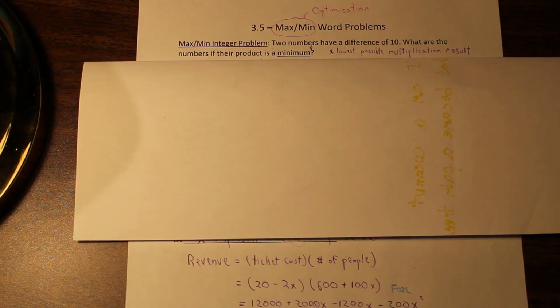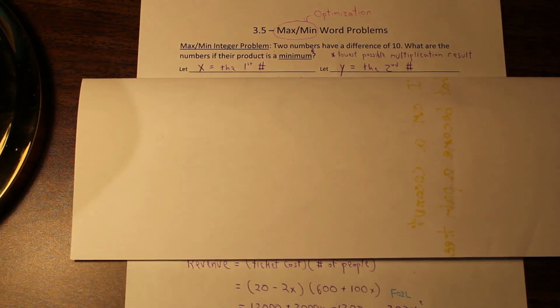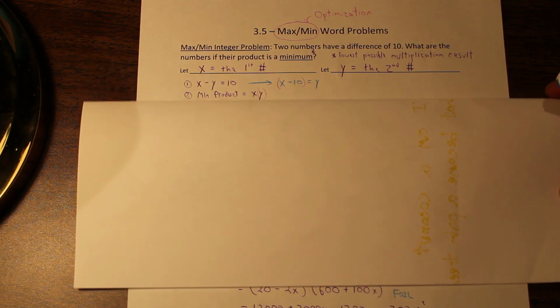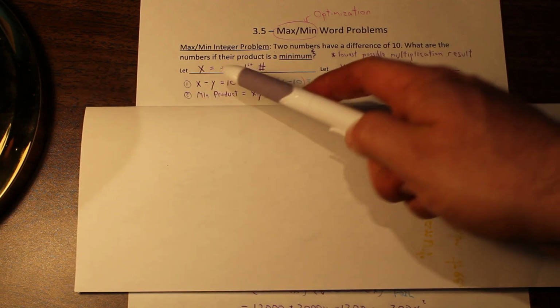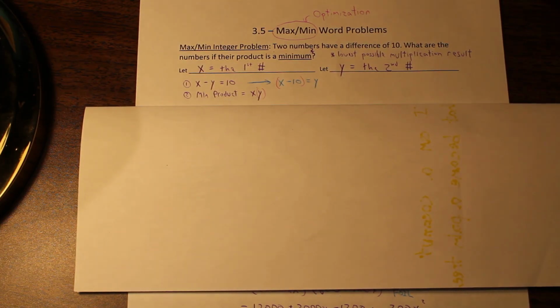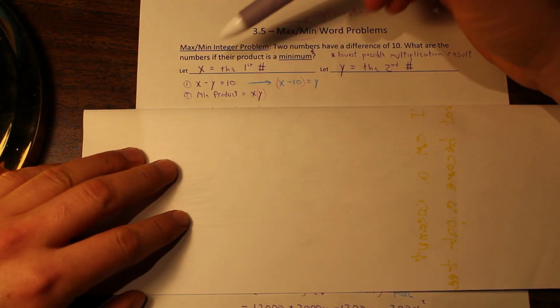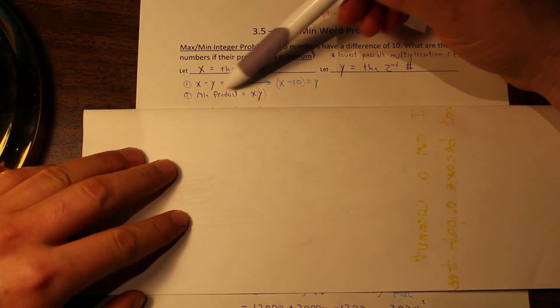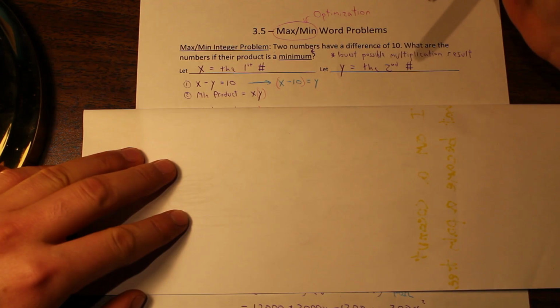The very first thing we're going to do here is say let x be our first number and y be our second number. Now, again, I said this in the previous lesson, you don't have to use a y value. You can skip this step if you know how to skip this step. But if you don't, just continue this way. What that means is that we're going to have our first equation be x minus y equals 10. The difference between the two is 10. And the minimum product is created when we multiply the two numbers together.